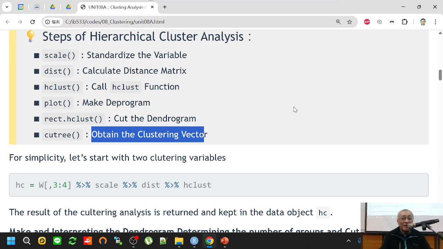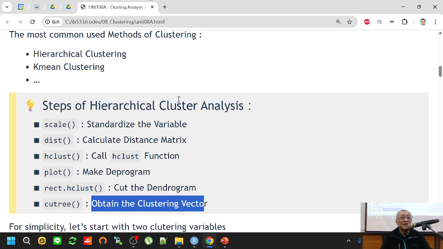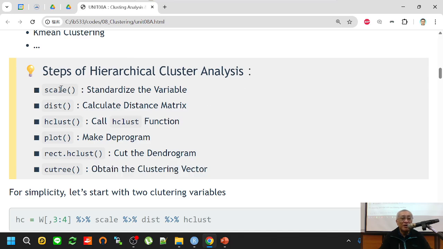So as I mentioned, most of this clustering scheme, this clustering technique, we map the subject that we want to group into a multi-dimensional space, right? So before we do the mapping, the first thing we want to do is scaling, right? What we mean by scaling is we want to standardize the variable.